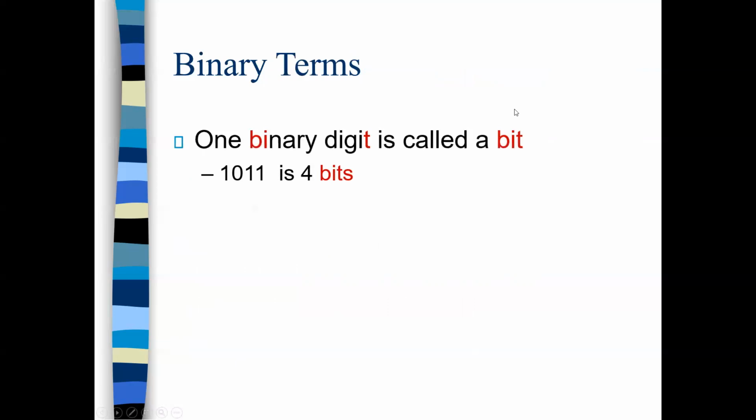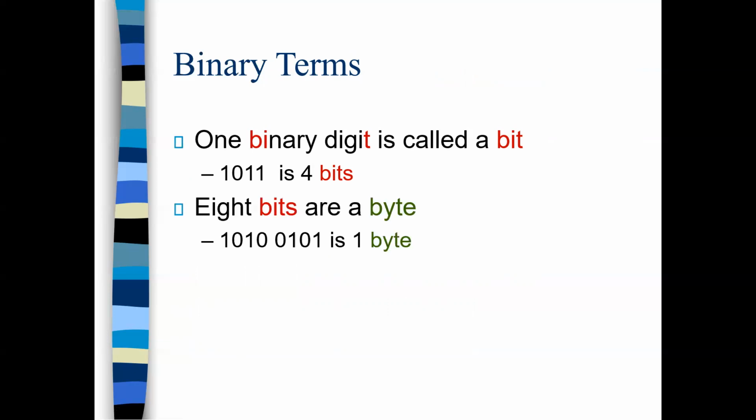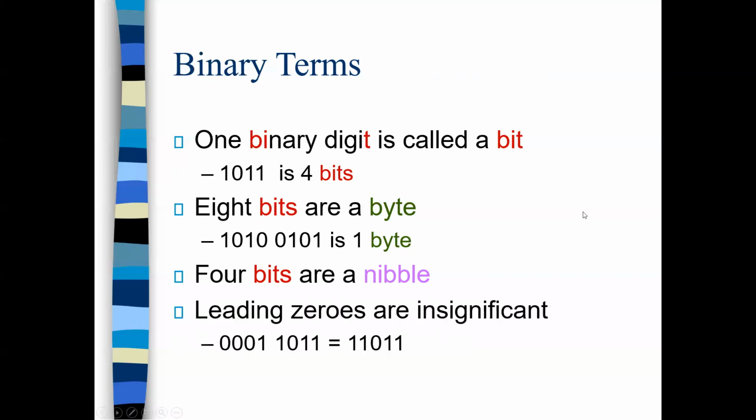So some binary terms that you need to know that you've probably heard before, but you might not know exactly what they mean. One binary digit is a bit. So 1011 is 4 bits. If I have 8 bits together, they're a byte. 4 bits are a nibble. We don't hear that one very much. Half a byte. And leading zeros are insignificant. So this number, 0001, is exactly the same as this number. I just don't have all 8 bits accounted for in that second one.